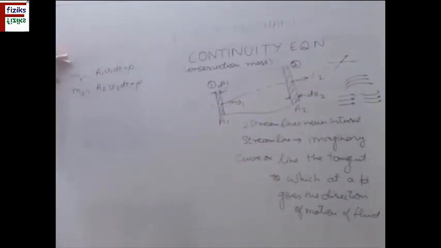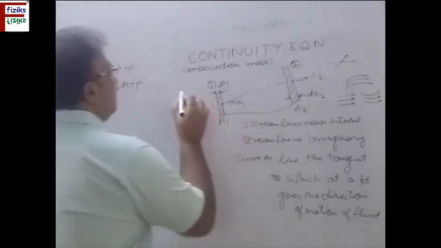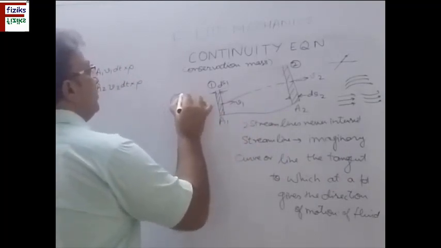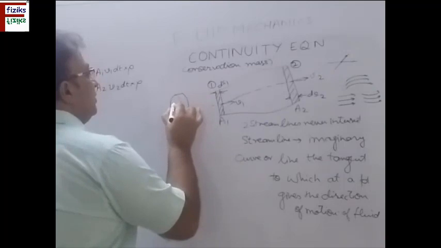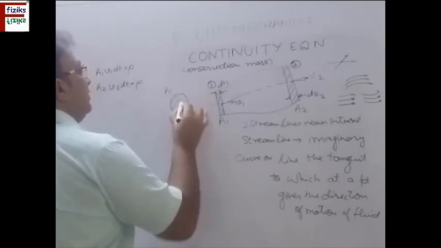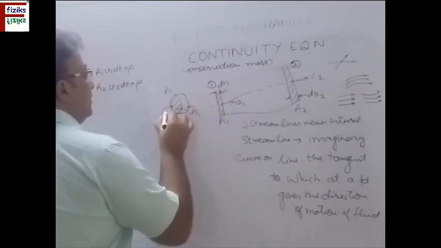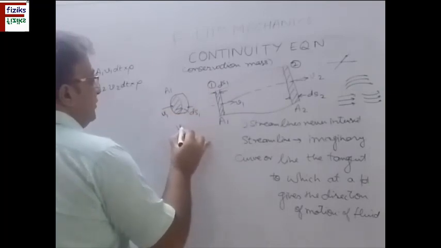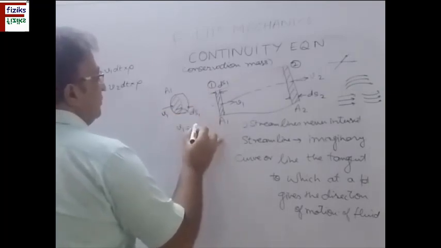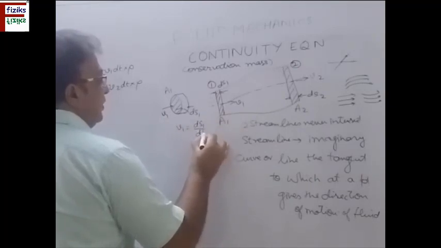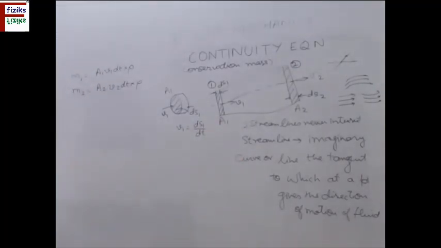So the mass of fluid entering here is volume into density of the fluid. This is the density of the fluid, and volume of the fluid is area of cross section multiplied by ds1, A1 into ds1. Suppose this is the cross section of the fluid. This area is A1 and this is ds1 and V1 is the velocity. So I can write that V1 is equal to the distance travelled by the fluid in a time dt, and similarly V2 is ds2 divided by dt.